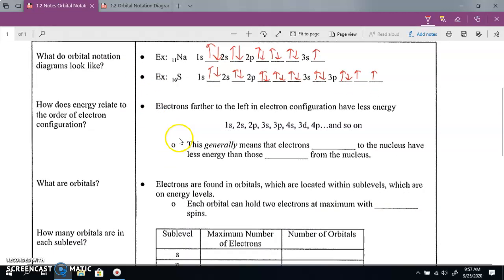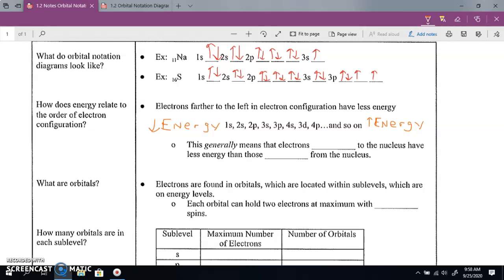Okay, first we have to start out with this statement. In the order of electron configuration, which is something that we're familiar with, electrons that are farther to the left in the electron configuration have less energy than those that are farther to the right. So I'm going to write a note right here on this sequence, and I'm going to put low energy over here on the left-hand side, and I'm going to put high energy over here on the right-hand side.